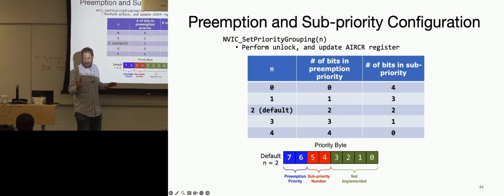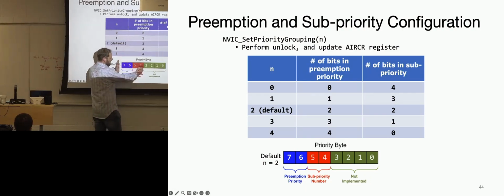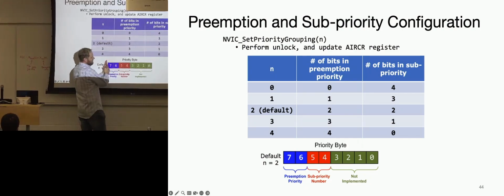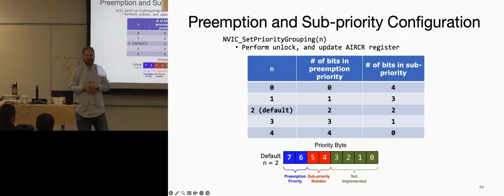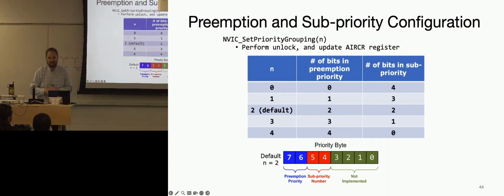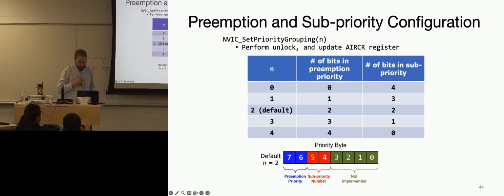Why don't you take 30 seconds to ask each other or discuss why STM has said I'm only going to do the highest bits here and not just use the lowest bits? Why would STM make that decision? Talk amongst yourselves.